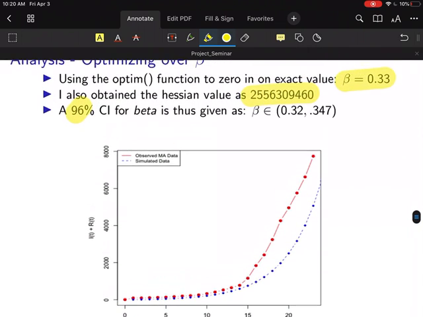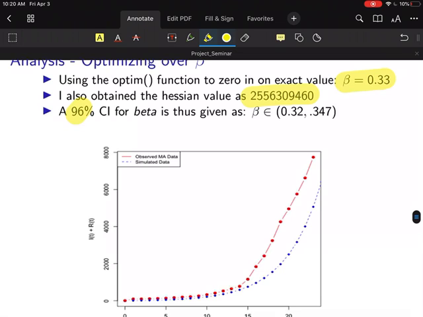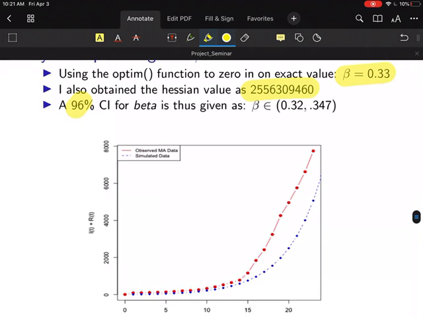So with this beta value of 0.33, I decided to see how my simulations will match up with my observations. The red indicates the observed infected plus recovered for MA, and the blue line indicates the simulated values. It's matching the observed pretty well for the initial stages, but at higher levels there appear to be some small deviations, but it's not doing that poorly.